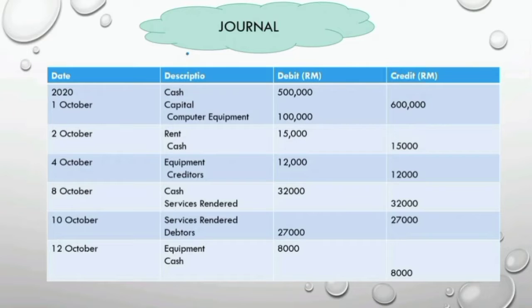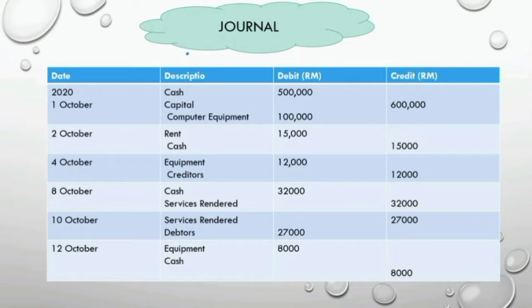Next, on 2 October, we have rent account and cash account. Rent account we put on debit and cash account we put on credit. And for 4 October, we have equipment account and creditors account. Equipment account we put on debit and creditors account we put on credit.